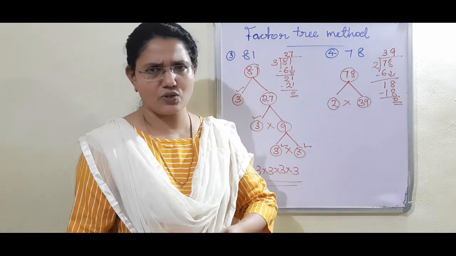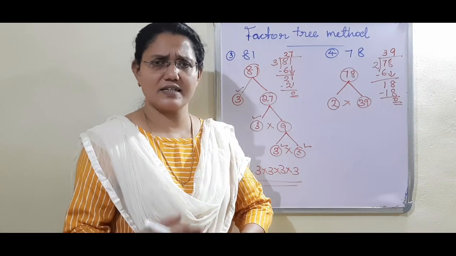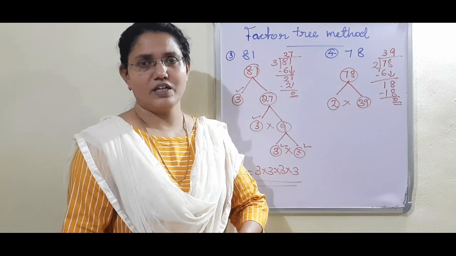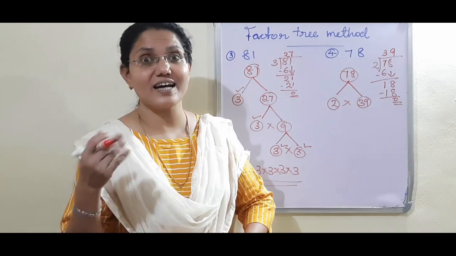Next, 7, there is no divisibility test. Just divide and check whether it is divisible or not. If the remainder is 0, the quotient is the other factor.